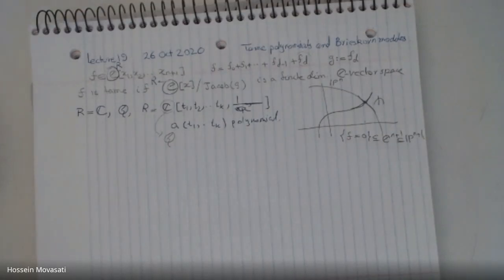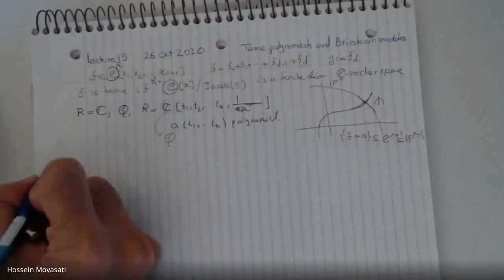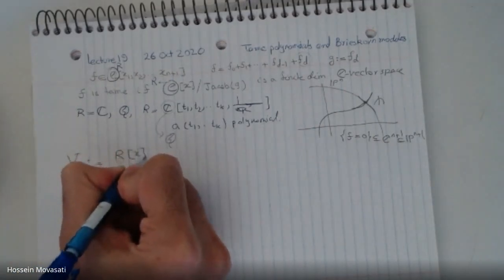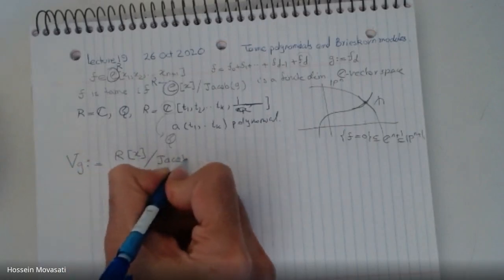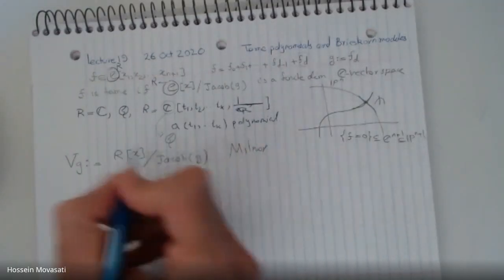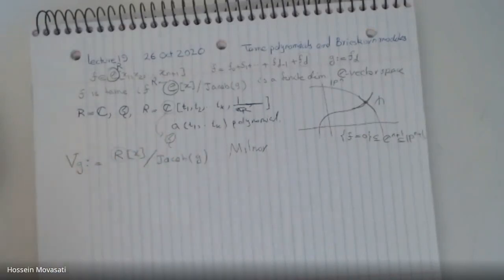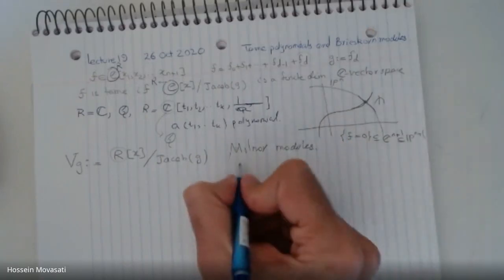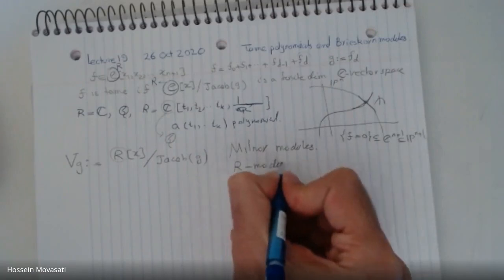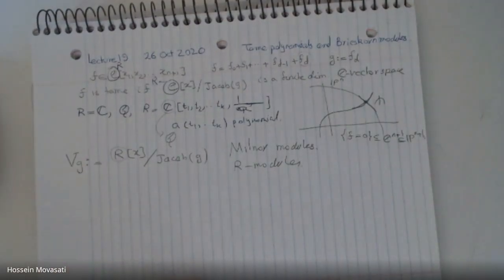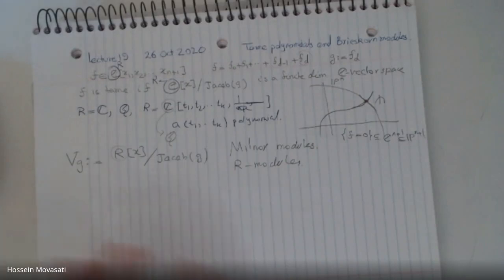Let's say this Vg, this quotient by the Jacobian ideal of G, is sometimes called the Milnor vector space, but since we are using a ring here, let's call it the Milnor module. So they are R-modules actually.